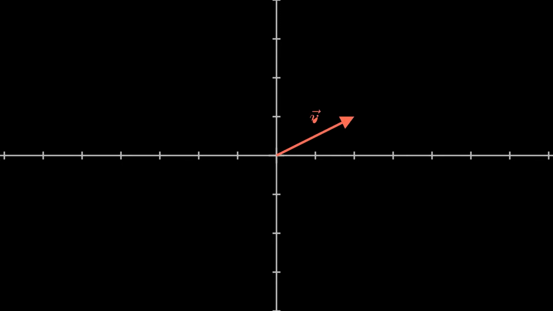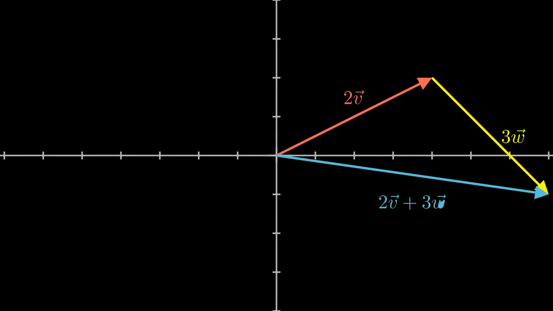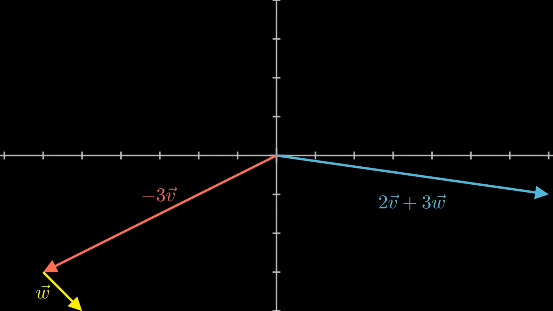For example, we can start with the red vector and scale it by a factor of 2. Then we can take the yellow vector and scale it by a factor of 3. If we add these two scaled vectors together, we get a blue vector. This blue vector is a linear combination of the red and yellow vectors. By scaling the red and yellow vectors in different ways and adding them together, we can get various linear combinations.